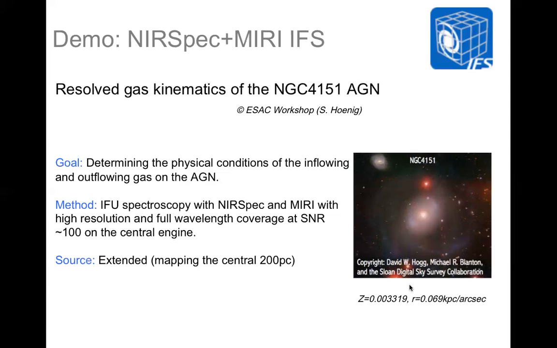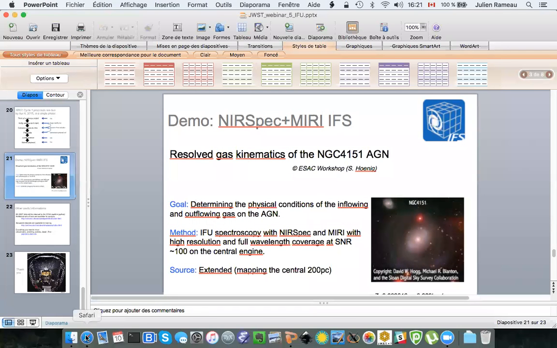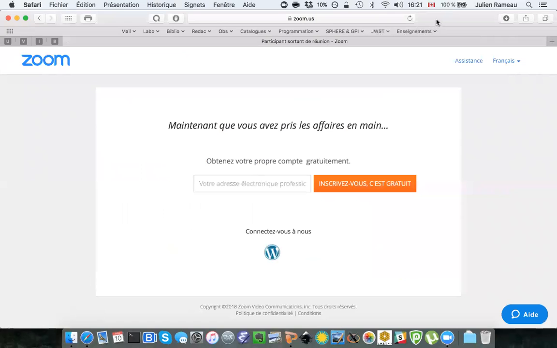As we see here on the right image, the target is quite extended, but we are interested in the very center of the galaxy, the central 200 parsec, which corresponds to a size of 3 arcseconds, which is the size of the IFU. So I will go through the different steps.